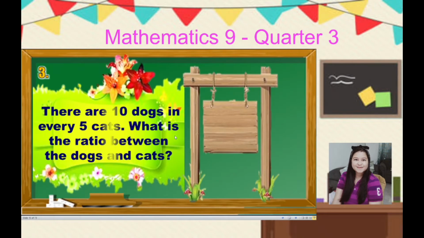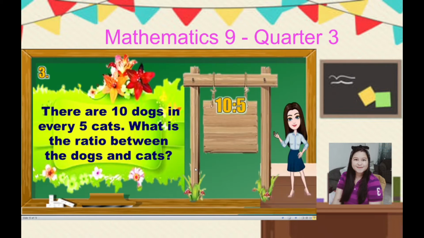Third example. There are 10 dogs and every 5 cats. What is the ratio between the dogs and the cats? So, nauna si dogs, sunod si cats. So, how many dogs, how many cats? So, the ratio is 10 is to 5. Or written as a fraction, that is 10 over 5.